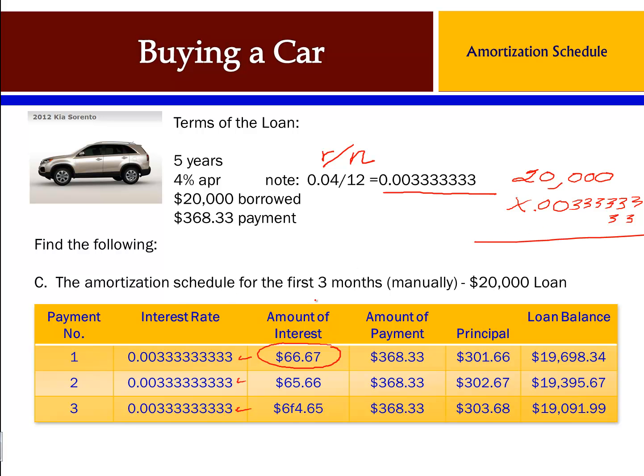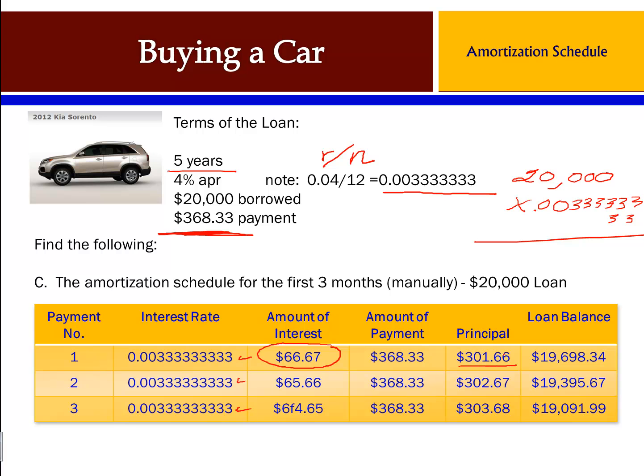And that's where I got $66.67. Now our payment we had already determined by that payment formula. This amount is the amount that's needed to reduce the loan to 0 after 5 years. And that was calculated by that formula. So our payment minus our interest is the amount of the principal, or the amount that goes directly toward the car, versus the amount that's charged for borrowing the money.